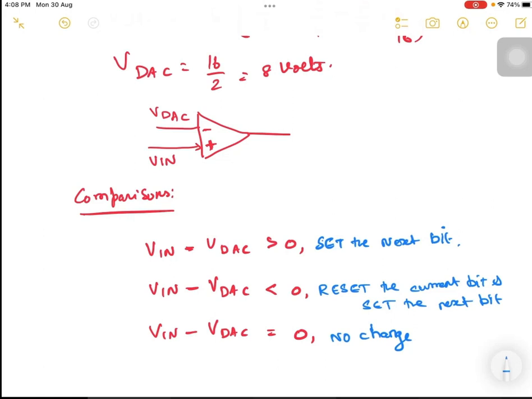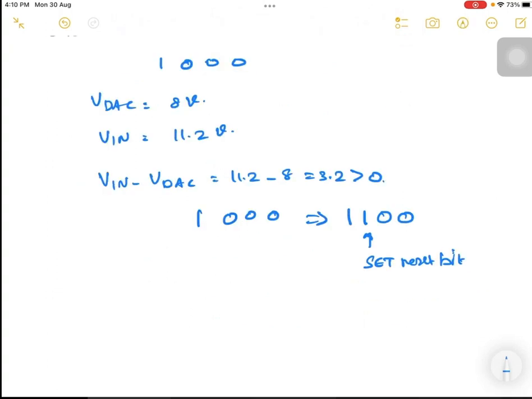So this is the comparison we will be doing in successive approximation. This formula is very important, V input minus VDAC, because only this data goes through the comparator. So in the comparator we have V in minus VDAC, with conditions less than, equal to 0, or greater than 0. Iteration 1: we have already set 100. So now set the next bit; the current value is 1100.